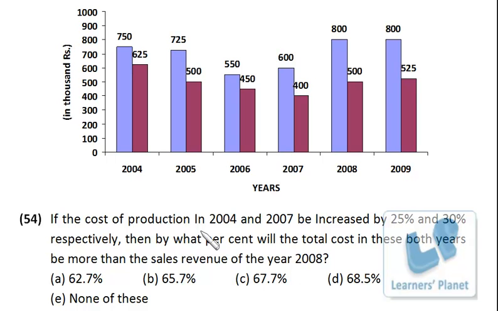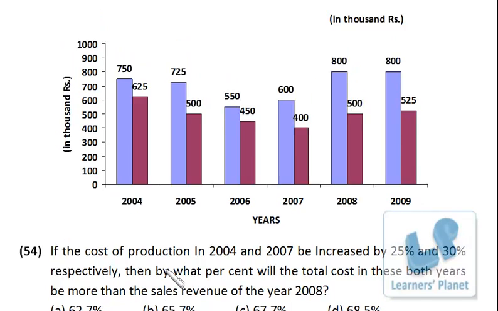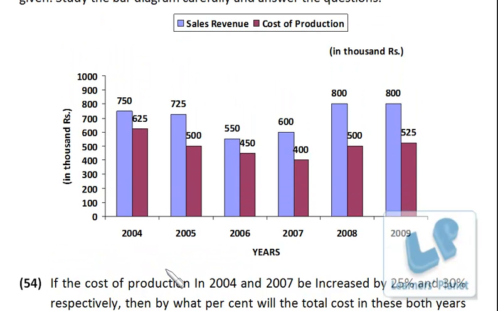If the cost of production in 2004 and 2007 be increased by 25 and 30% respectively, then by what percent will the total cost in these two years be more than sales revenue of year 2008? Sales revenue in year 2008 is 800. Okay, so that we already have over here.